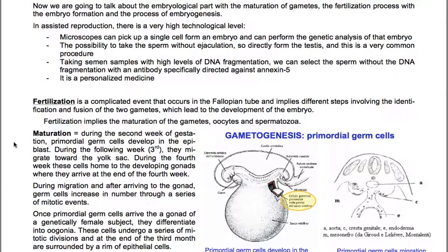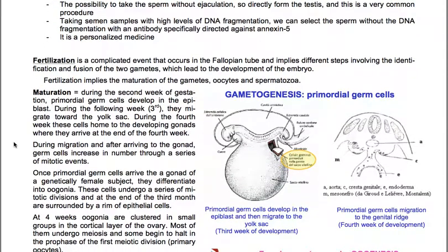Once primordial germ cells arrive to a gonad of a genetically female subject, they differentiate into oogonia. These cells undergo a series of mitotic divisions, and at the end of the third month, they are surrounded by a rim of epithelial cells. At 4 weeks, oogonia are clustered in small groups in the cortical layer of the ovary.